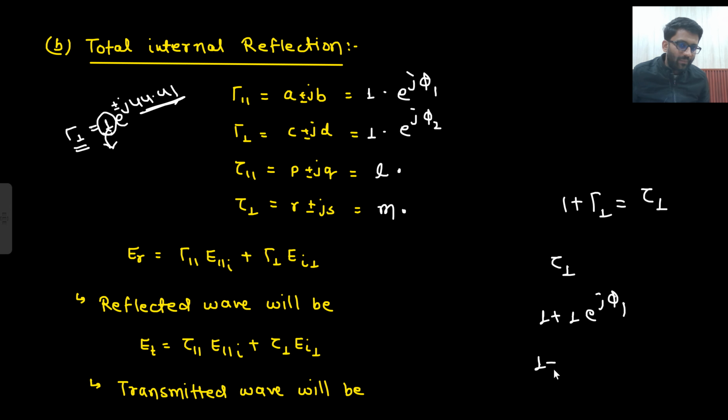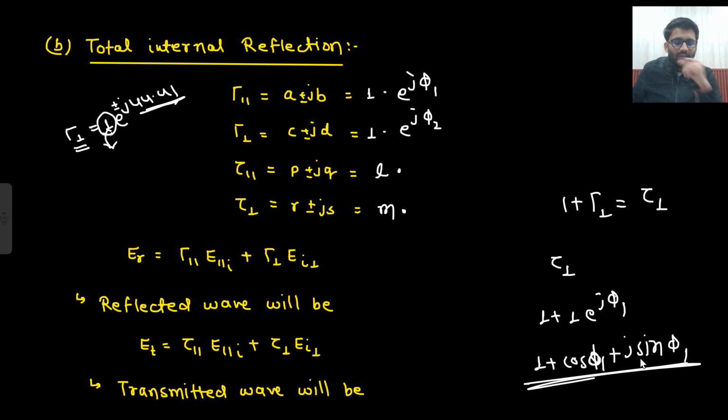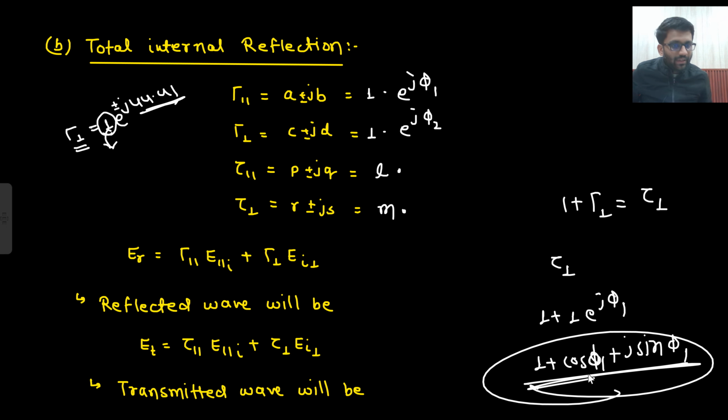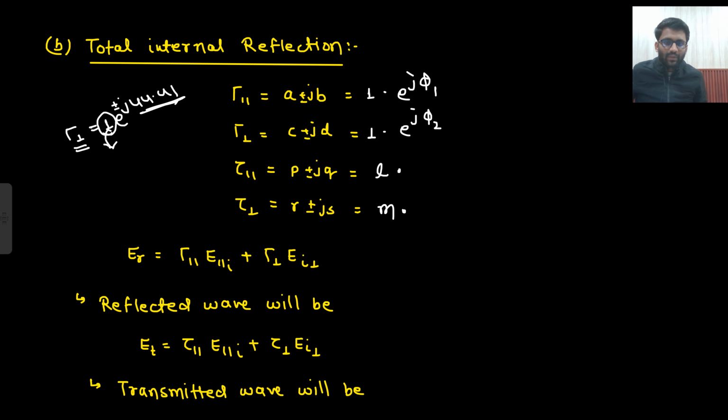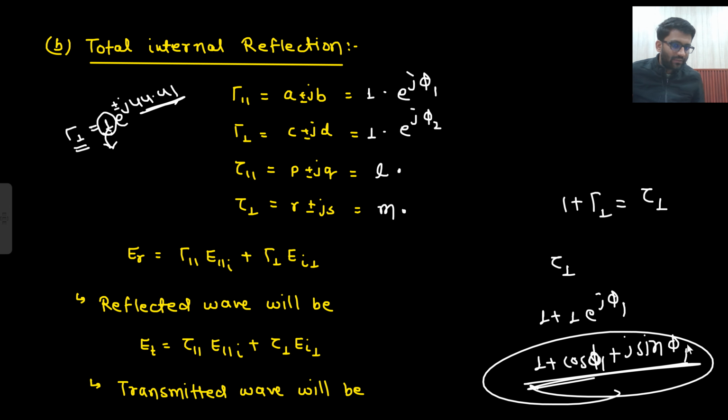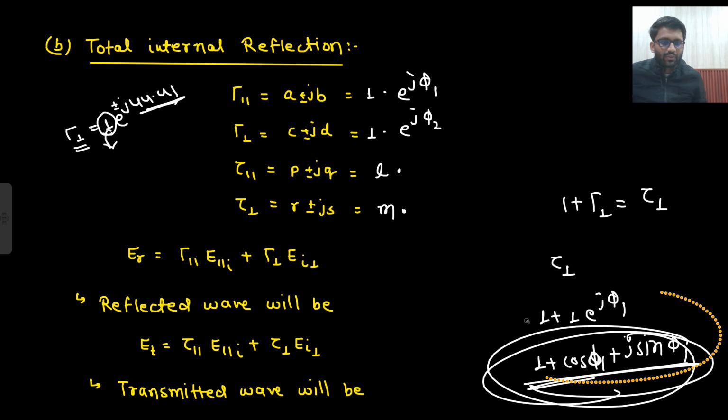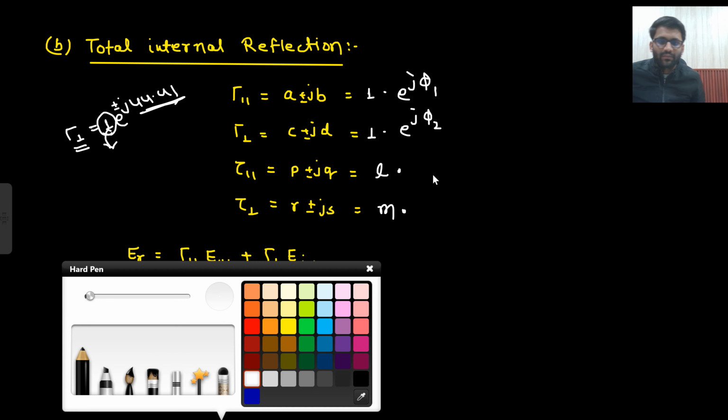So how will you find it? 1 plus cos phi 1 plus j sin phi 1. So there is no doubt that this magnitude can never be 1. It could be greater than 1. It could be less than 1. But it can never be equal to 1. So the magnitude will be some L that is not equal to 1. And it will have some phase as well. Just now we have seen it. So the magnitude is some L and it will have some phase.